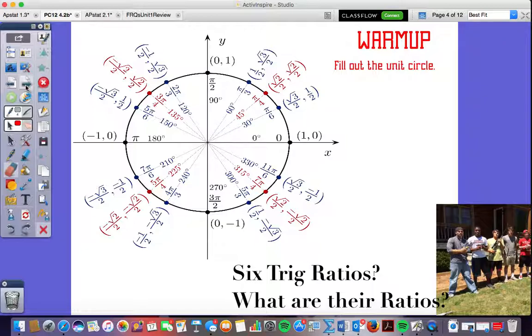All right, so let's do this here. As we get started, here's what I need. I need some help. I heard a couple people say it.